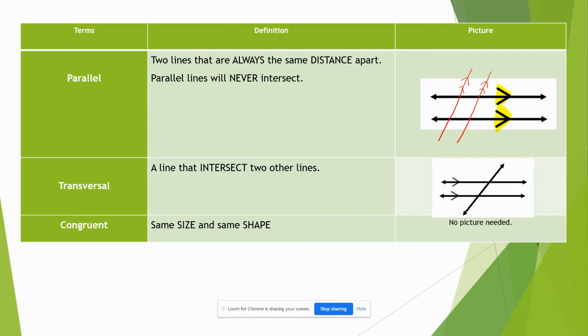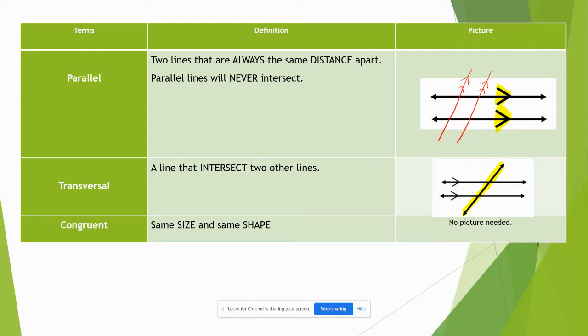A transversal is a line that intersects two other lines. So if I take two lines and I intersect them with one other line, that one single line is called a transversal. So that one's right here. This is the transversal. Okay, so transversals, when they intersect parallel lines, form special angles, which we're going to learn about on the next slide.